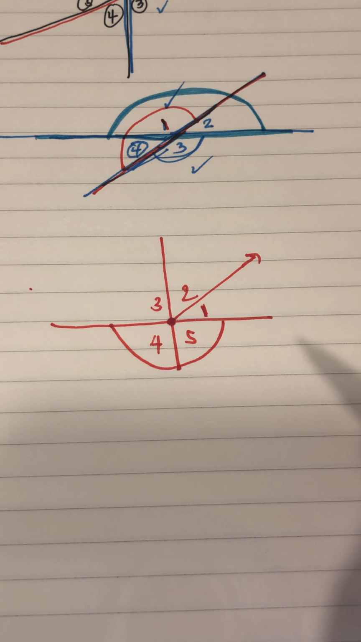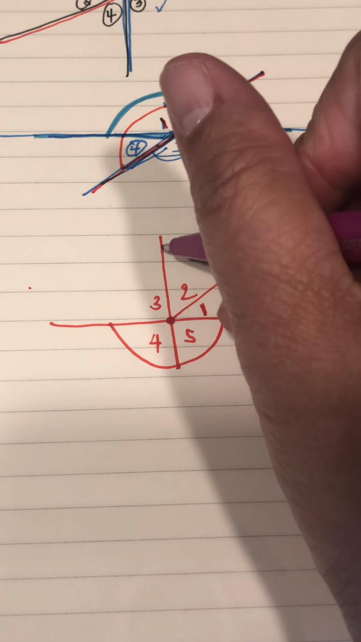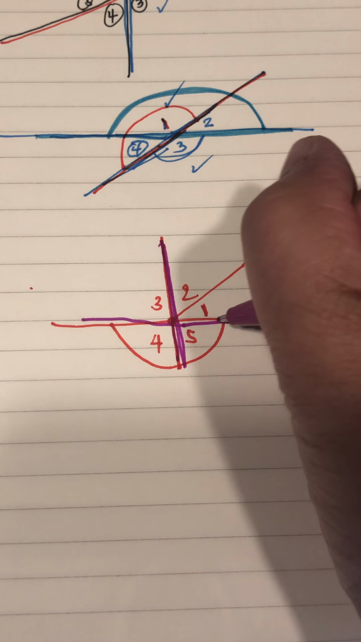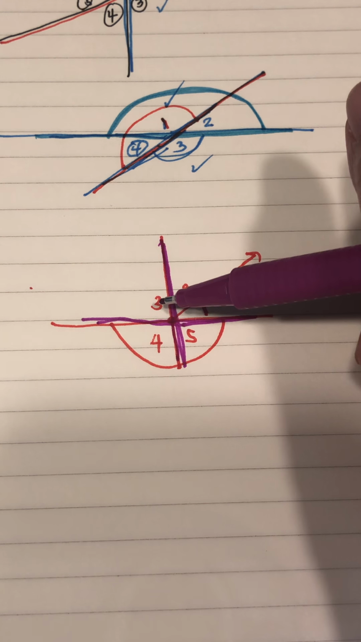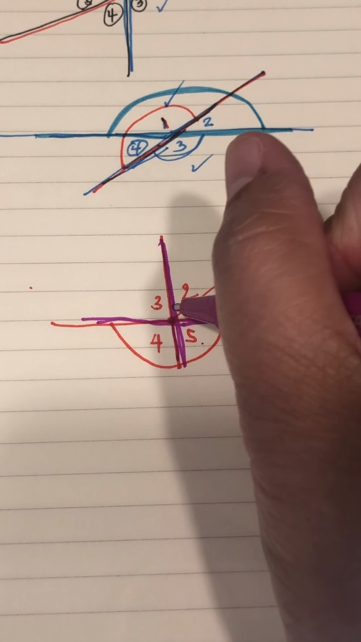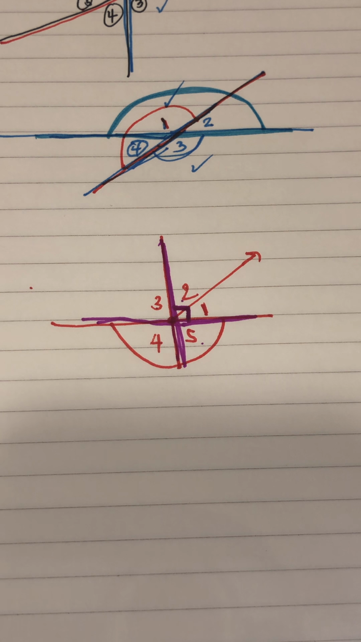Then I would say, which ones are vertical pairs? Remember, you're gonna trace both sides of your angle, and I'm gonna trace this one. Okay, it forms an X there. So angle 3 is vertical to angle 5. And if I add a symbol here, 90 degrees, you cannot assume that it's 90. You have to always look for those symbols.